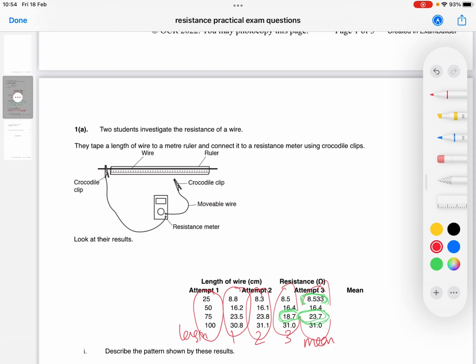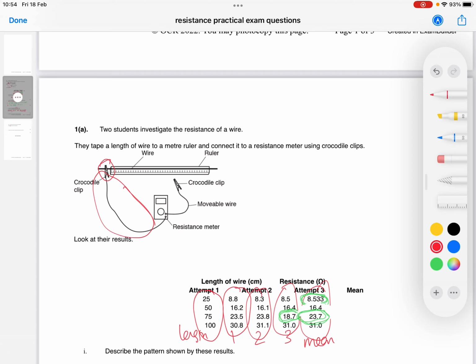First thing, it might not just be the resistance from the wire that we're actually measuring. You would have resistance from the crocodile clips. You would have resistance from the leads. All of those might add on. So that could be, if I just said that, I've got two examples right there.